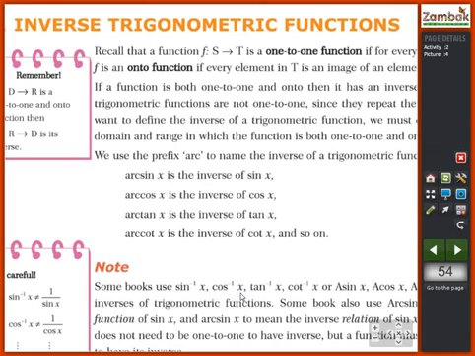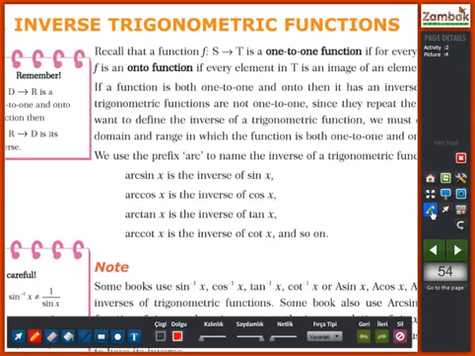Okay, our topic is inverse of trigonometric functions. From the previous term, if you remember, we said not all functions have an inverse. Only one-to-one and, at the same time, onto functions have an inverse. Now, what about the trigonometric functions? Do they have their inverse?